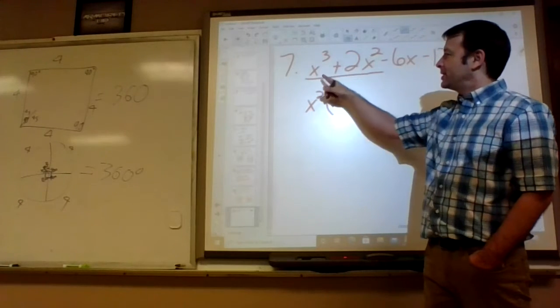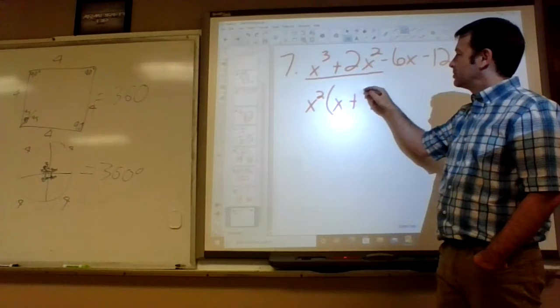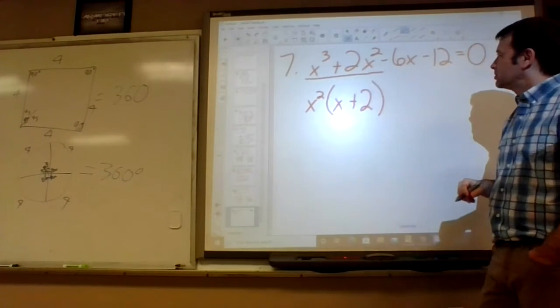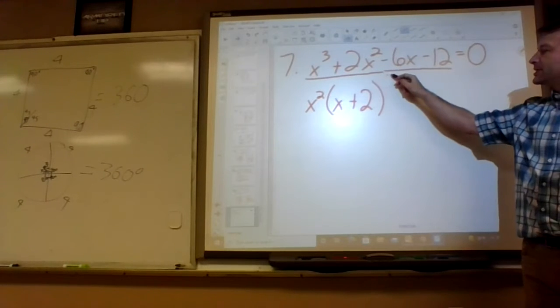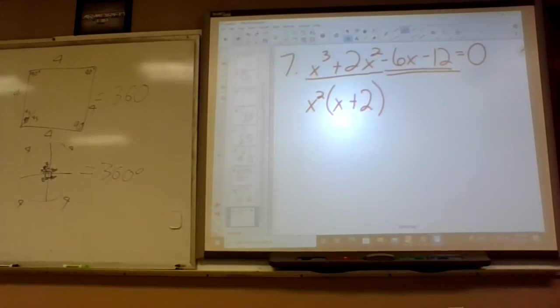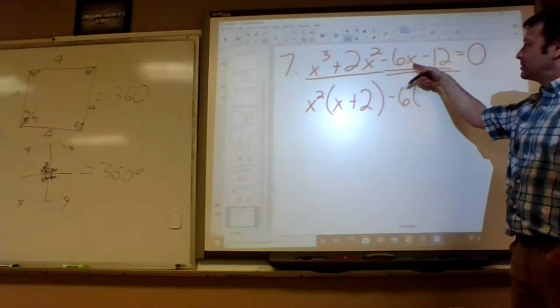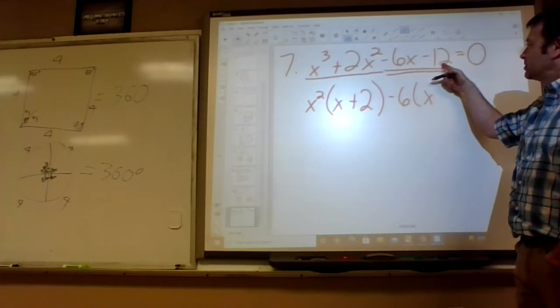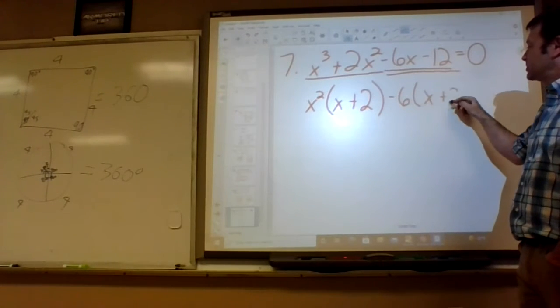What's left if I take an x squared out? X plus 2. Plus 2. And then for the last two terms, we're going to do the same thing. What can I take out of negative 6x and negative 6? What's left if I divide negative 6 out? X plus 2. Taking out negative 6, plus 2.